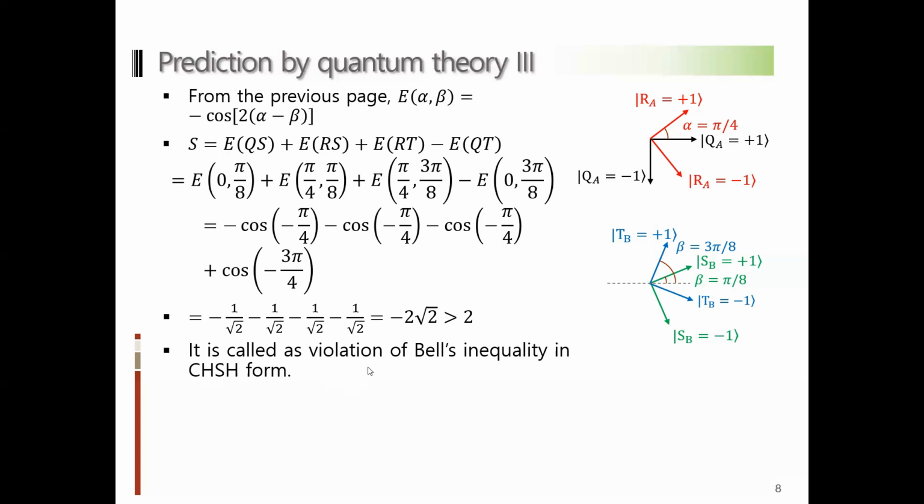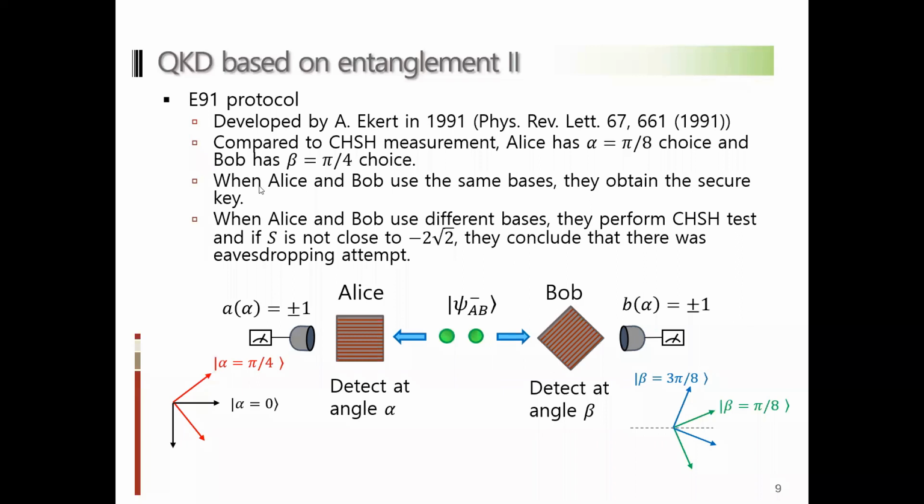Then the next question is, how is this related to QKD, quantum key distribution? The protocol which uses entangled states for QKD is called the E91 protocol, and the reason is it was developed by Artur Ekert in 1991. If you remember the CHSH measurement, we were using this kind of basis on the Alice side, and for the Bob side, we are using this basis.